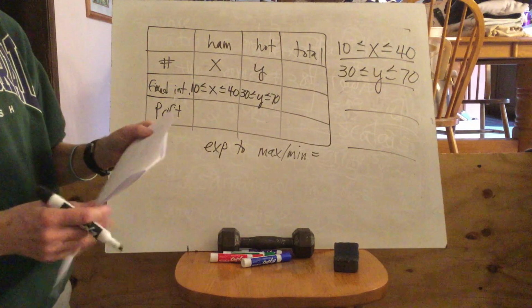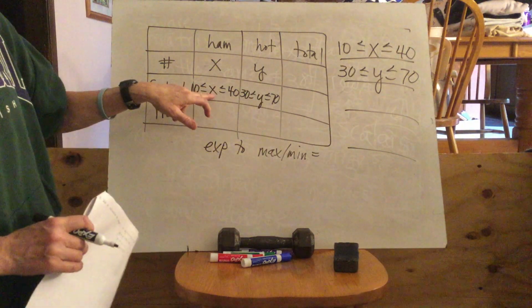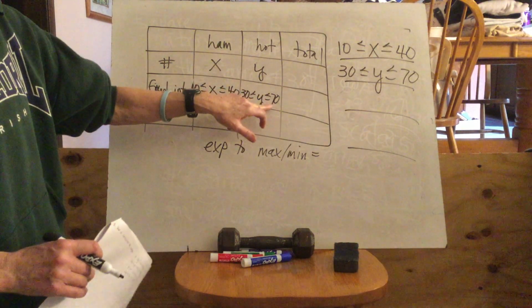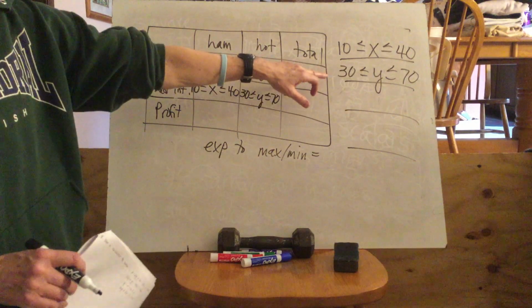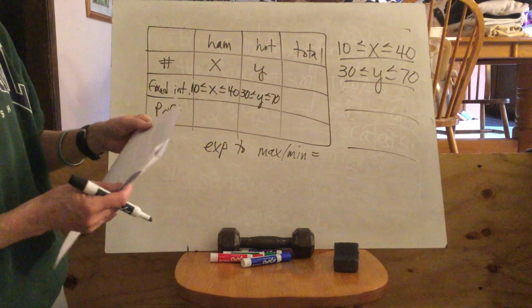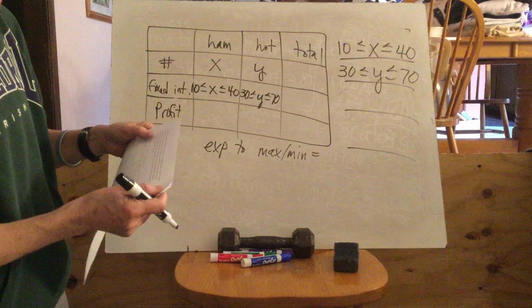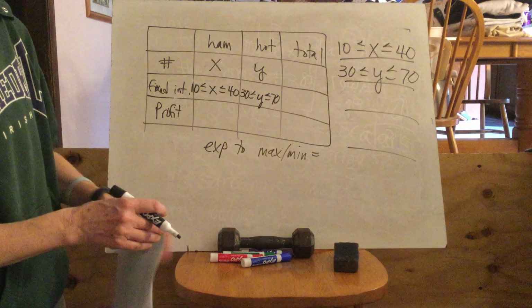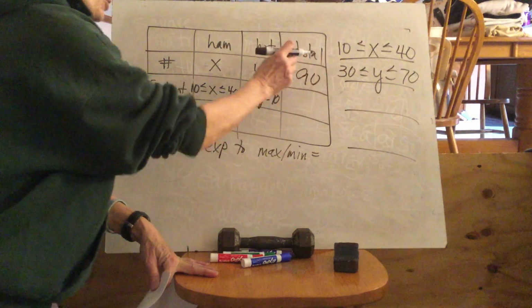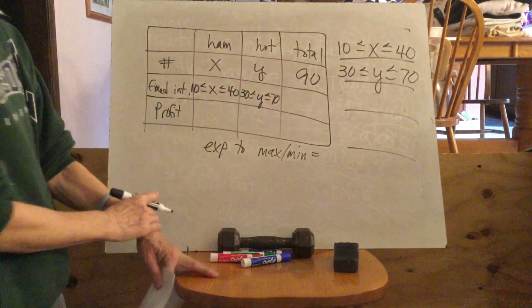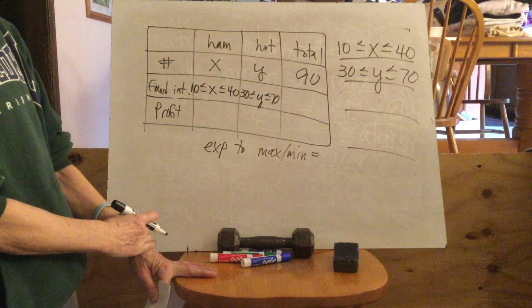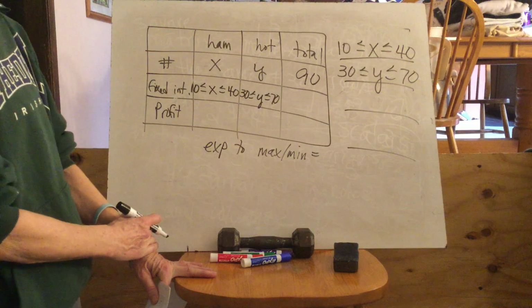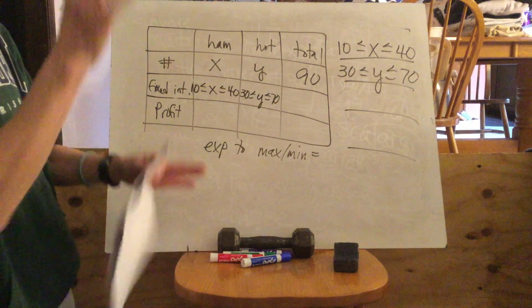So they tell me in the problem, just straight up, you got to sell between 10 and 40 hamburgers, and you got to sell between 30 and 70 hot dogs. I'm going to be graphing those in a minute. Those are important. Altogether, I can only cook 90 sandwiches. No more than 90. So my total number of sandwiches is 90. Not 90 hamburgers, not 90 hot dogs, the total number of both sandwiches, period.